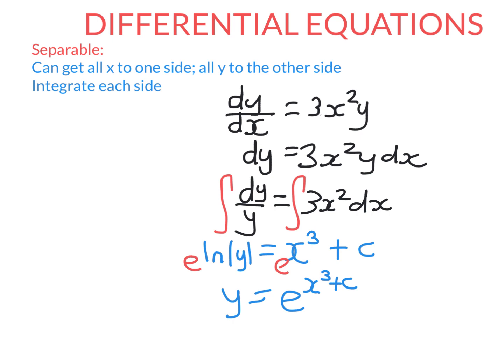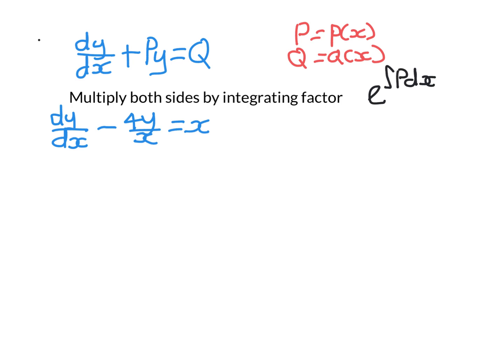All right, let's look at a different type of first order equation. We're going to solve equations of this form by using an integrating factor. So this is where you have the derivative plus p, some function of x, times y equals another function of x. Note p and q only depend on x. They're only functions of x, not y.